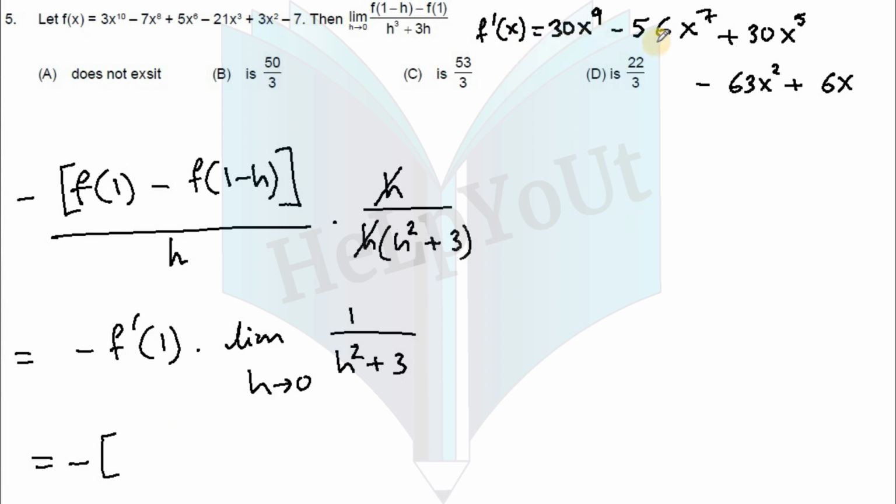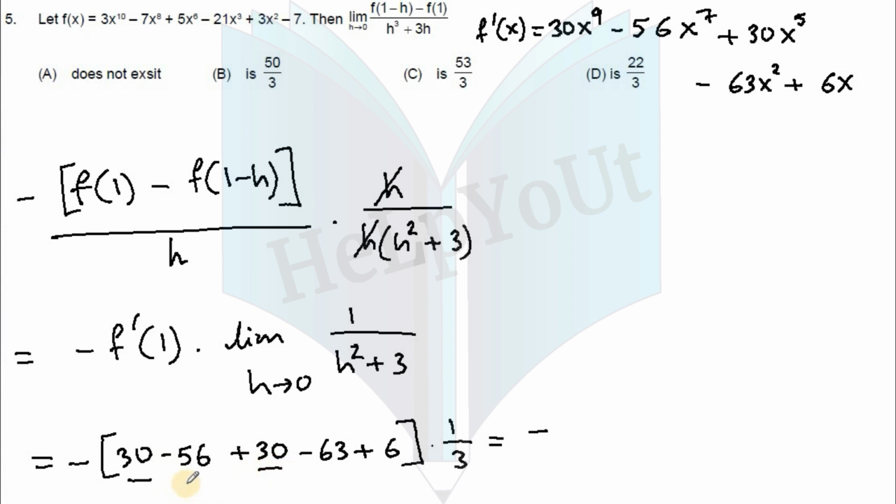and we are plugging 1 in this thing, so we get 30 minus 56 plus 30 minus 63 plus 6, and for h equals to 0 this becomes 1/3, and then we get 30 plus 30 is 60, 60 minus 56 is 4, 4 plus 6 is 10, 10 minus 63 is minus 53, and we had another minus here, so this will be plus, so 53/3. This is option C.